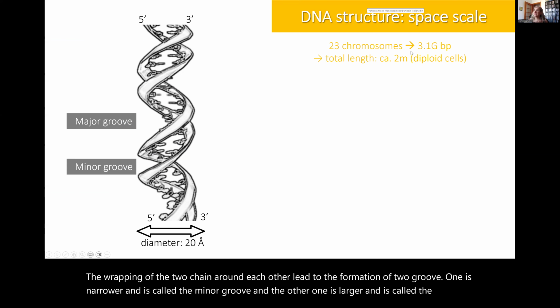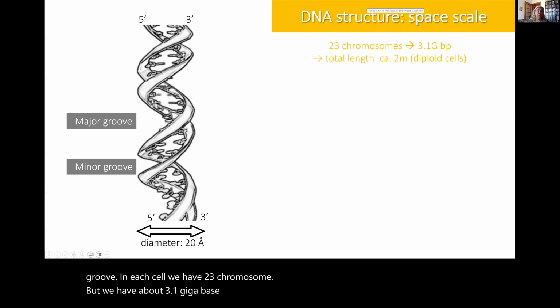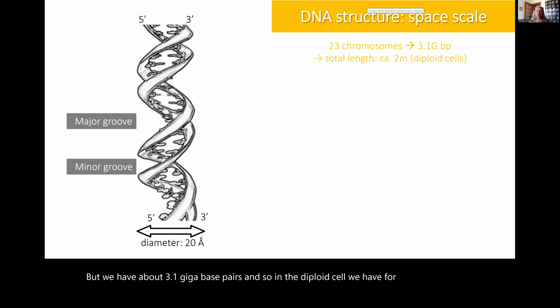In each cell, we have 23 chromosomes, which means that we have about 3.1 giga base pairs. So in the diploid cell, we have for each cell about 2 meters of DNA. It's an impressive amount of DNA that we have in our body.